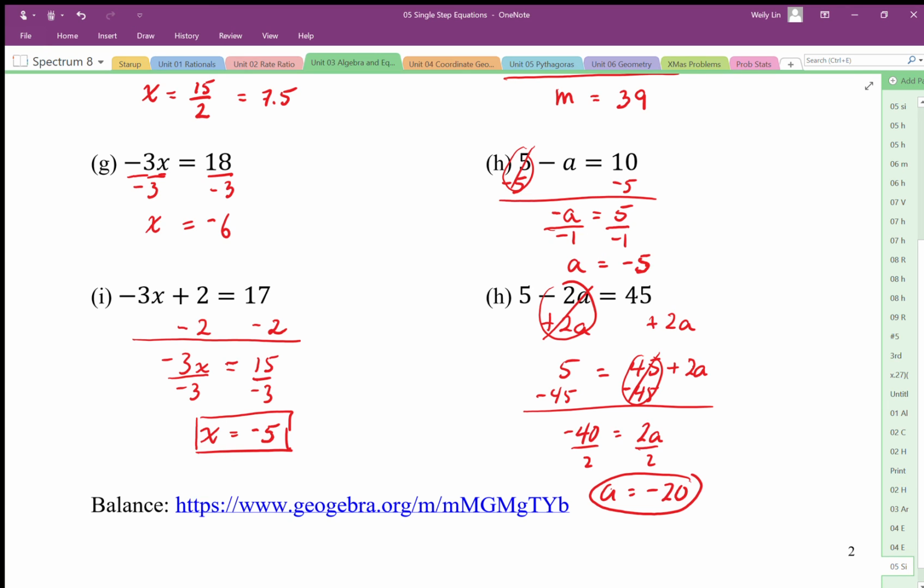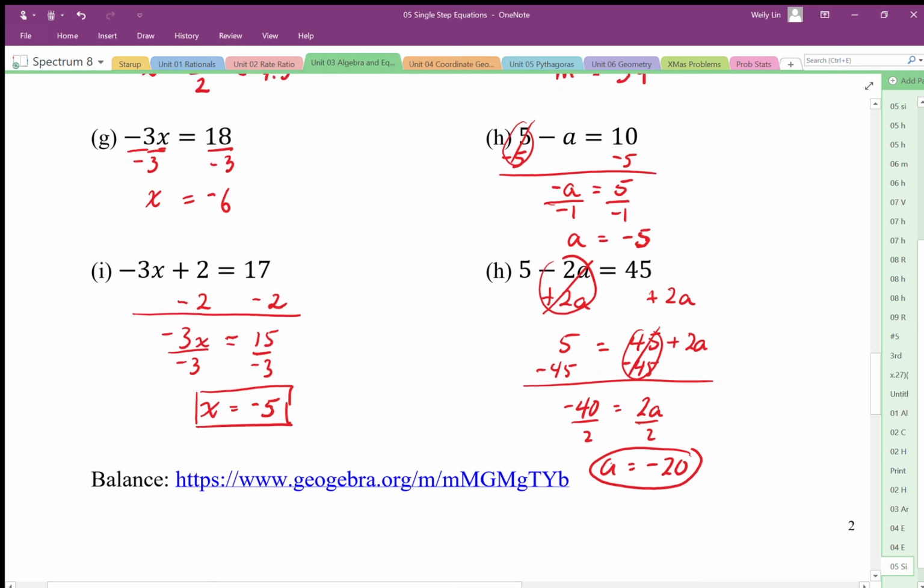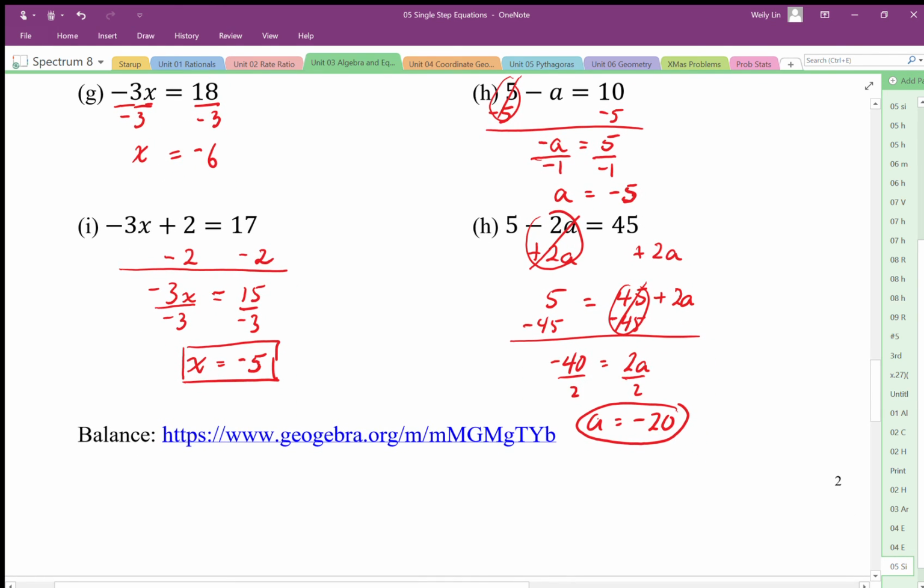Show balance, show opposites. So this link is going to get you to a balance app, and you're going to actually manipulate the balance to actually solve equations. It's important to understand, because how the balance physically works is how the equation works. Whatever you do physically, there's an algebraic equivalent.